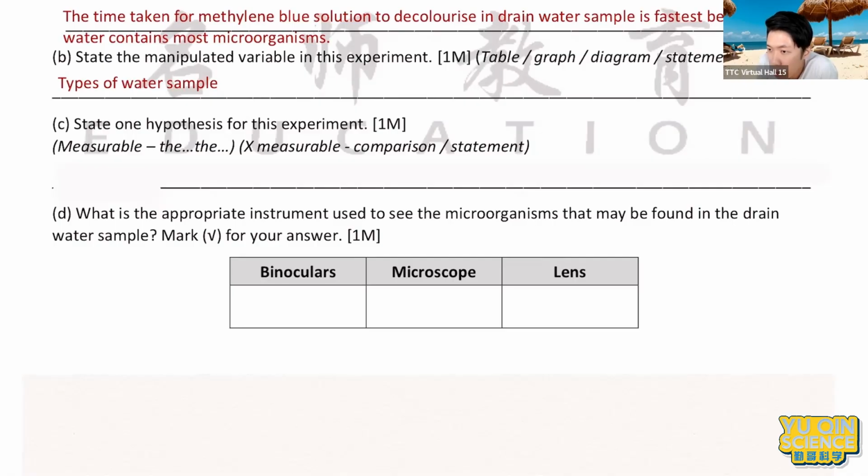The longer the time taken, the cleaner the water sample. The cleaner the water sample, the less polluted the water sample. Okay, actually can, Zuleika. Teacher, can I say more polluted the water? Can. The more polluted the water is, the shorter the time.